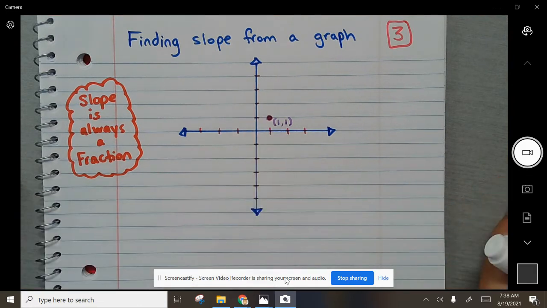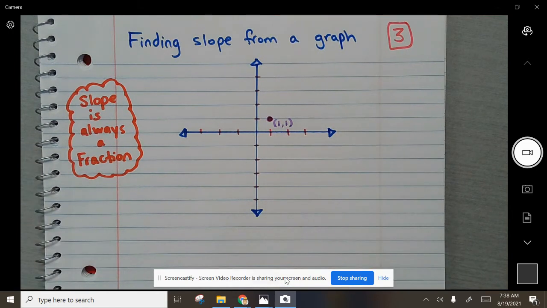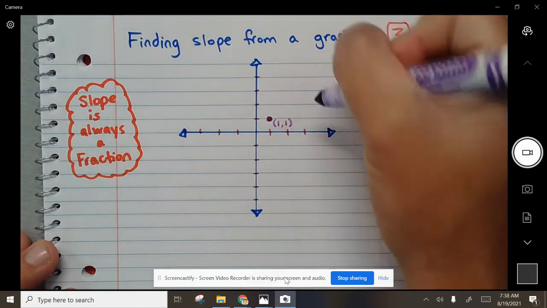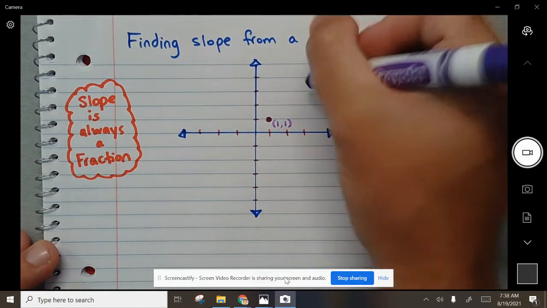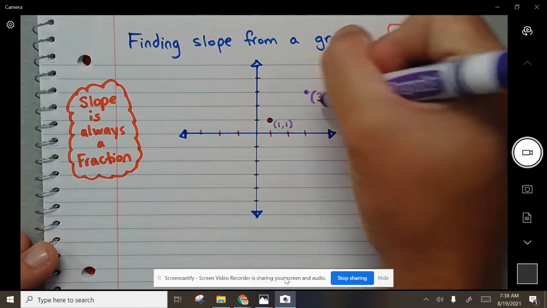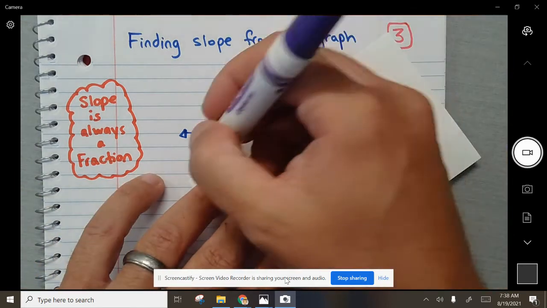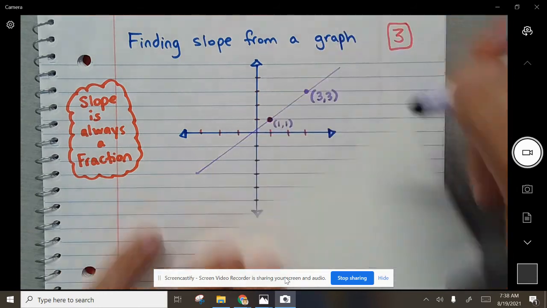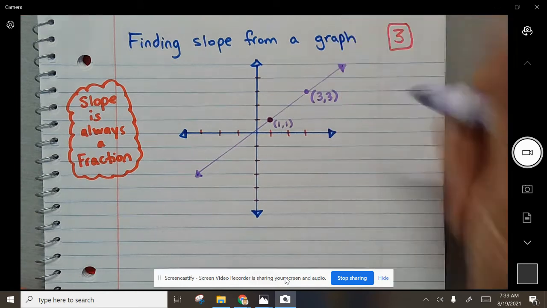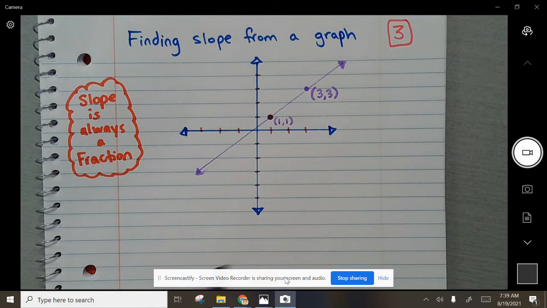Over 1, up 1. And then I said, let's go over 3, up 3. Over 3, up 3. When I say to the right 3, up 3. Okay, and then get your index card and give me a straight line. So I just plotted 2 points and I drew the line. Plotted 2 points and I drew the line, okay?